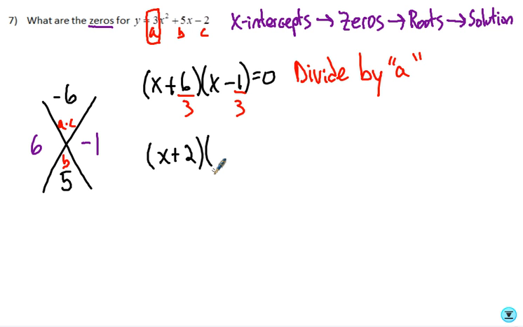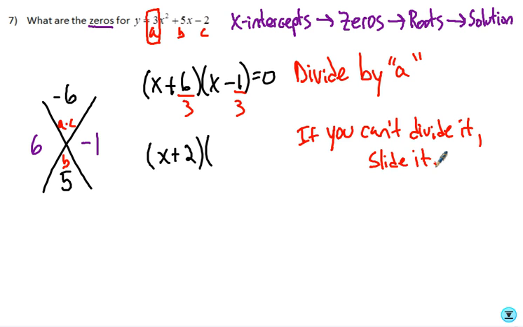And on this one, you're like, so that doesn't divide evenly, so what am I going to do with that? Well, we have a little trick for that, which is that if you can't divide it, slide it. So what that means is that this number then becomes the coefficient in front of x there, since we can't divide that evenly. So that would become 3x minus 1 equals 0. And then I can pull this apart, and now I can solve.